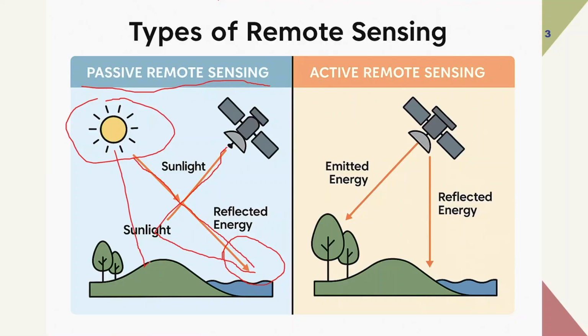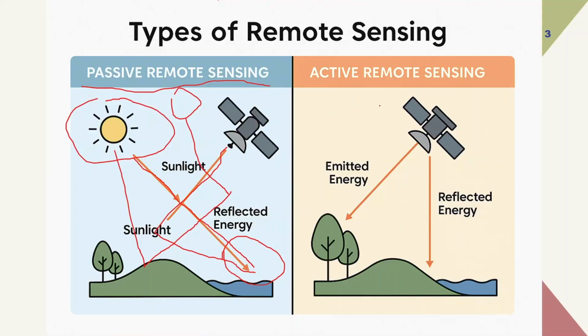As it is being reflected, another satellite may be here, then the satellite is going to just pick it up like that. And so that is what it does. It doesn't emit its own radiation, it only receives. Whereas the active, on the other hand, it will emit its own.